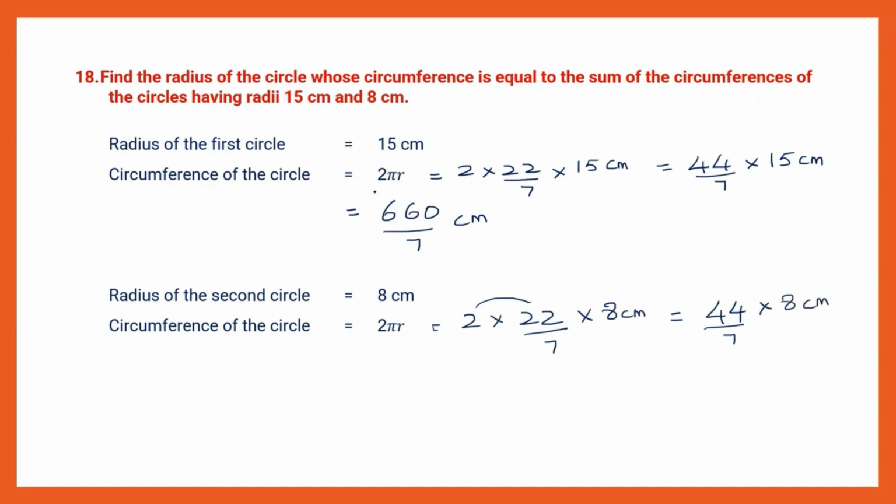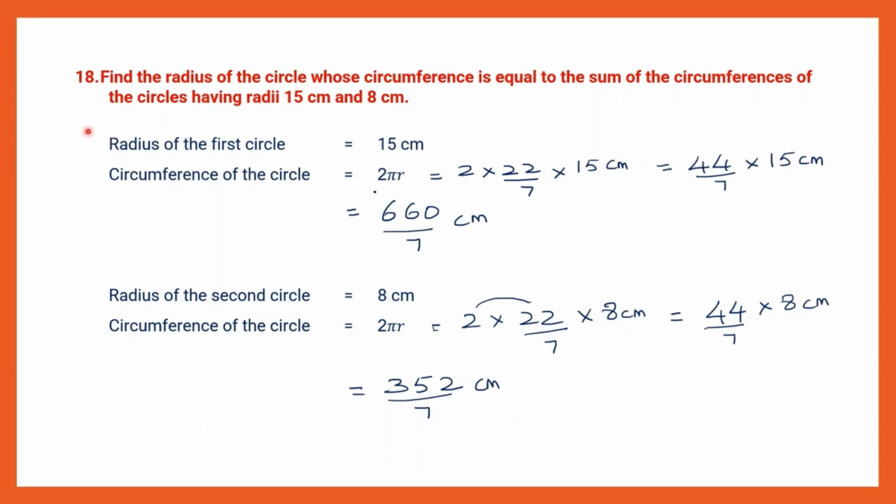So let's multiply 44 into 8. 44 into 8. 8 fours are 32, carry 3. 8 fours are 32, 33, 34, 35. So here we have found the circumference of the second circle also, 352 by 7 centimeters.